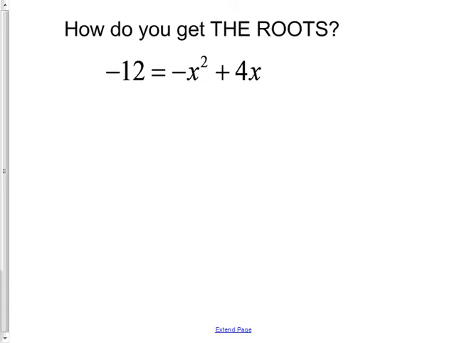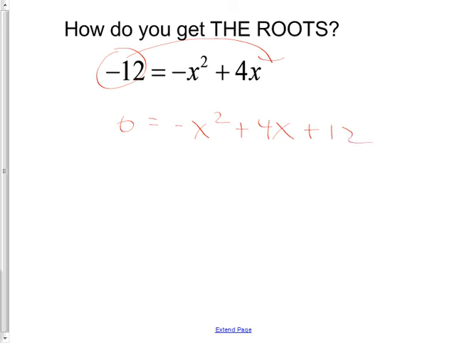All right, this one. How do you get the roots? Only thing different on this one? How do I start? Move the 12. Then it's set equal to 0. Is that important? Oh yeah, you can't do them unless they're set equal to 0. And then you go plus 12.